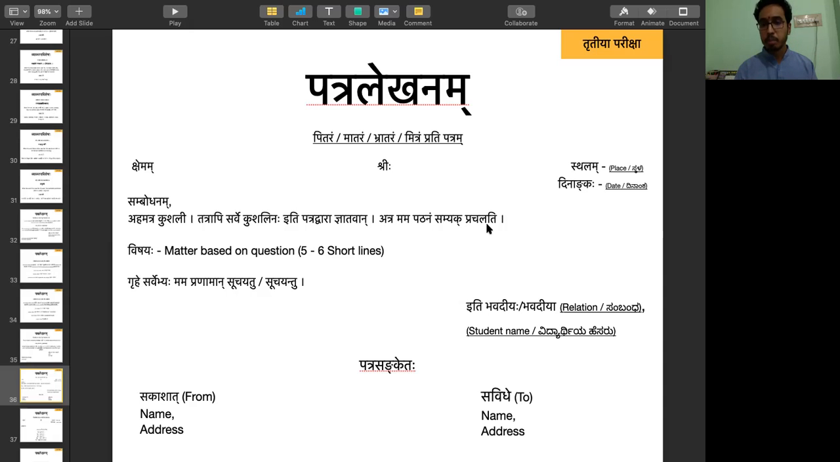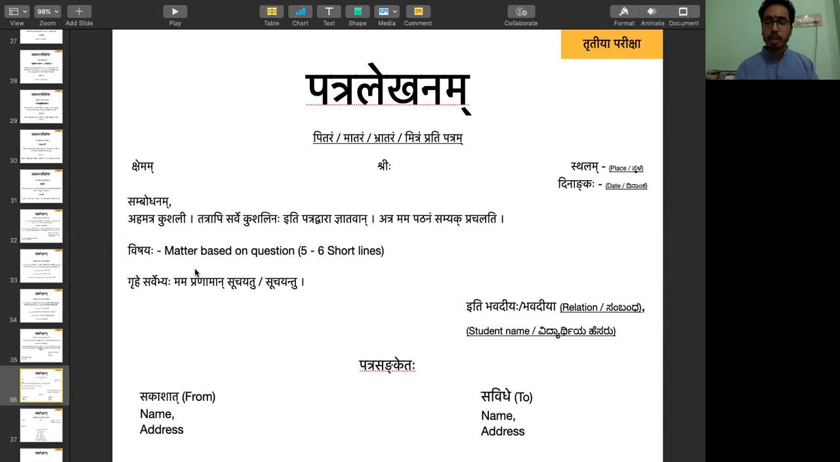Atra mam pathanam samyak prachaliti. Letter writing is always given to students, so they know that you are studying. Hence, always include this sentence, that my studies are going on well, because everyone will be worried about that. Parents, the first thing they'll ask you is how your studies are. So tell it first that everything is fine, studies are going fine.